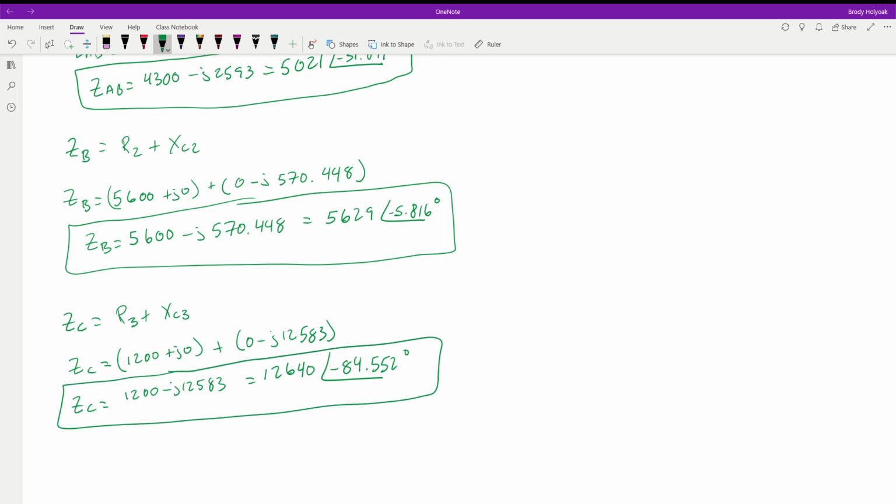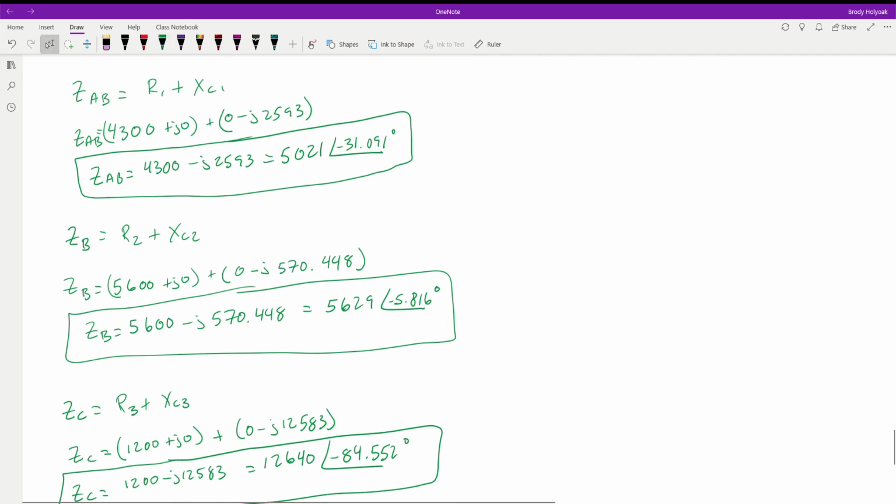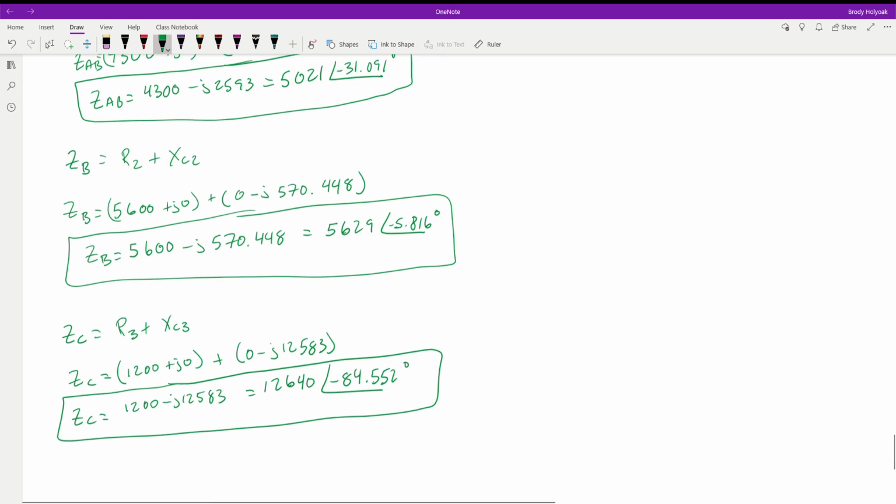Okay, so now one thing we kind of want to look at. Back here on ZAB, we want to look at the relative closeness of the values to each other. So we have 4,300 and 2593, fairly close, but the resistor is winning. So this is going to be more towards the 0 instead of the negative 90, and it's going to be just on this side of the negative 45. If they were equal, they would be at negative 45.